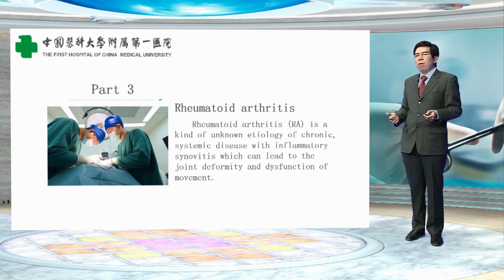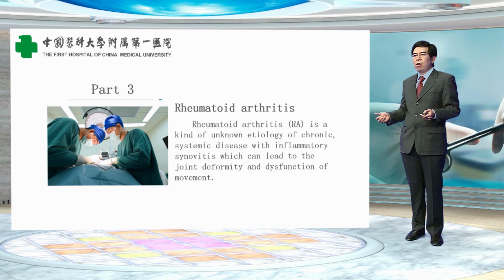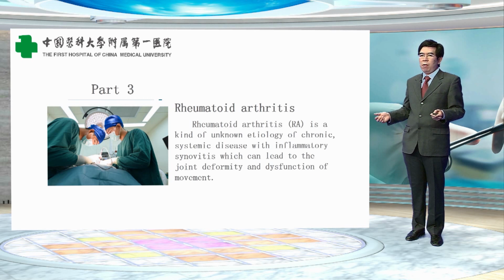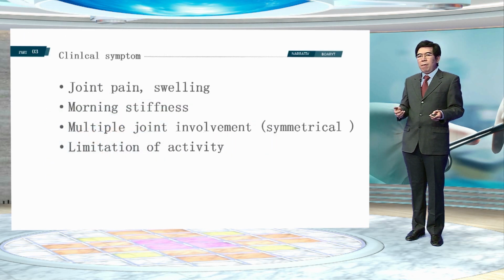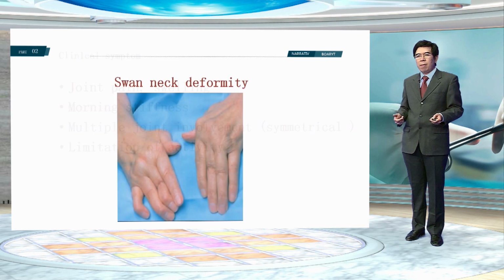Now, part 3 is rheumatoid arthritis. We can shorten it to RA. RA is a chronic systemic disease of unknown etiology with inflammatory synovitis, which can lead to joint deformity and dysfunction of movement. The main symptoms are joint pain, swelling, morning stiffness, multiple joint involvement, and limitation of activity.